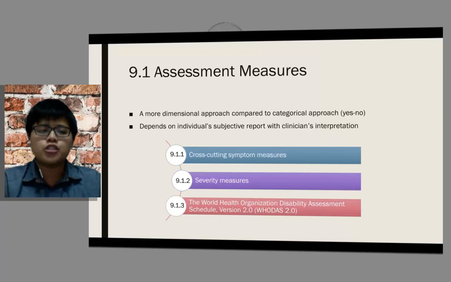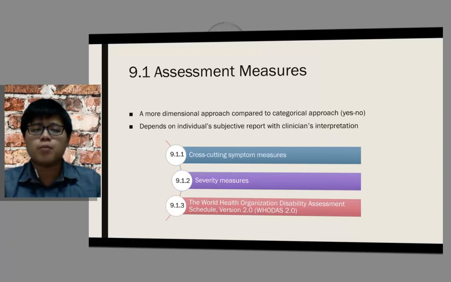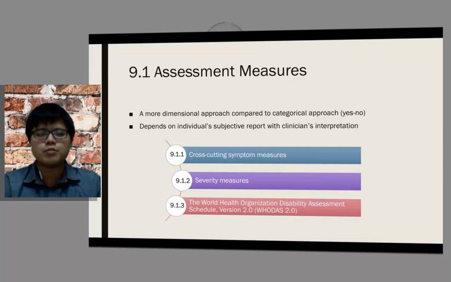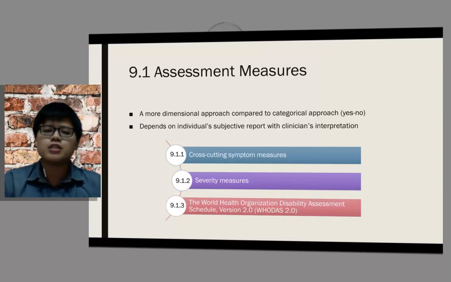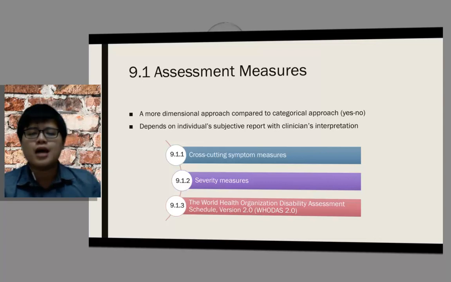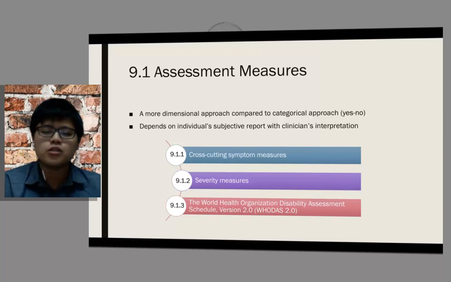For the assessment measures, it is a more dimensional approach compared to the categorical approach of traditional diagnosis, which is a yes-no approach. It depends on individual subjective report with clinicians' interpretations. In the assessment measures, we have three different kinds of assessment measures. The first is the cross-cutting symptom measures, the second is the severity measures, and the third is the World Health Organization Disability Assessment Schedule version 2.0, and I will call it WHODAS 2.0.